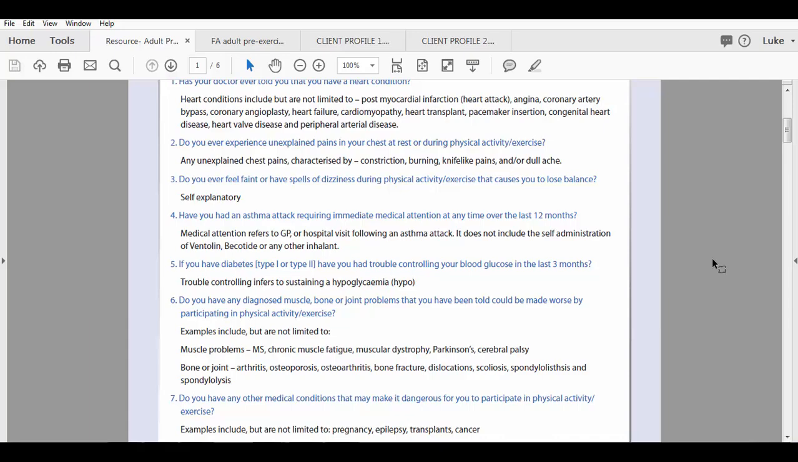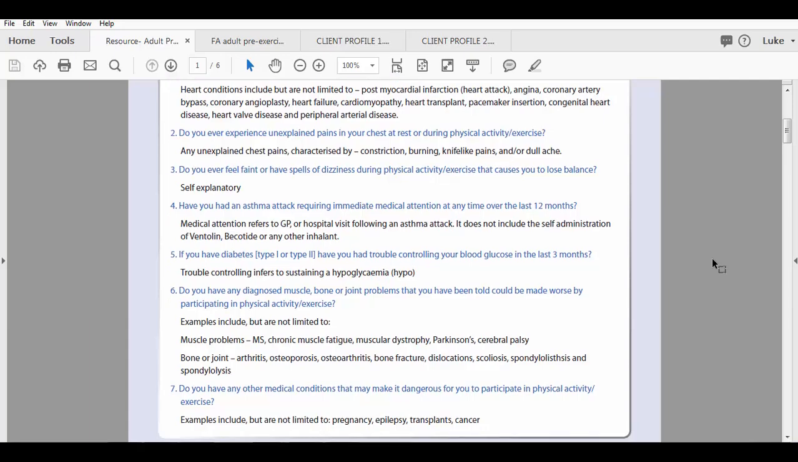Question 7, do you have any other medical conditions that make it dangerous for you to participate in physical activity or exercise? This could be pregnancy, epilepsy, transplants, cancer, operations, anything of that nature. So yes, circle if that's the case, or no if it's not.